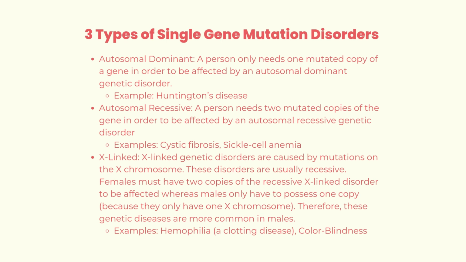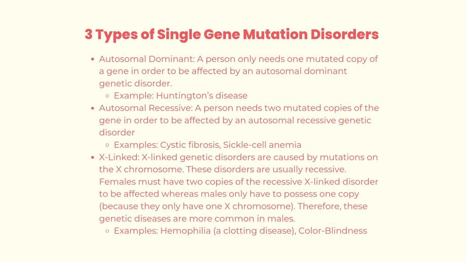For example, cystic fibrosis or sickle cell anemia, you'd have to have 2 copies of recessive mutated genes in order to express the disease. And then for X-linked genetic disorders, these are caused by mutations that fall on the X chromosome. And because these disorders are usually recessive, and females have 2 copies of the X chromosome, females would be 46-XX. If one of those has a mutated copy of a gene, but it's a recessive disorder, then it's going to affect females less often, right?